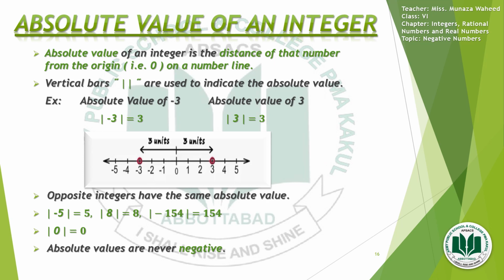0 is 0 units away from 0. Is 0 a positive number? No, it's neither positive nor negative. So we should say that the absolute value of any number will never be negative. It will be 0 or positive.